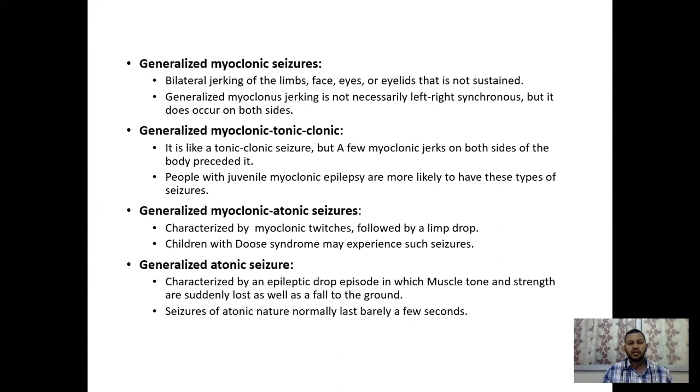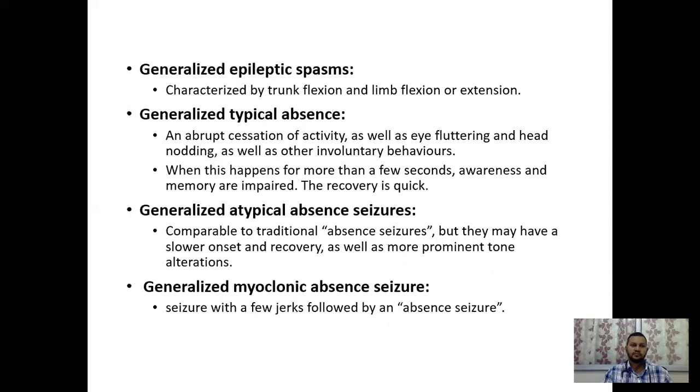Generalized myoclonic atonic seizure, characterized by myoclonic seizures followed by limb drop, and children with Doose syndrome may experience such seizures. Generalized atonic seizures, characterized by an epileptic drop episode in which muscle tone and strength are suddenly lost as well as a fall to the ground. Seizures of atonic nature normally last barely a few seconds. Generalized epileptic spasm, characterized by trunk flexion and limb flexion or extension.